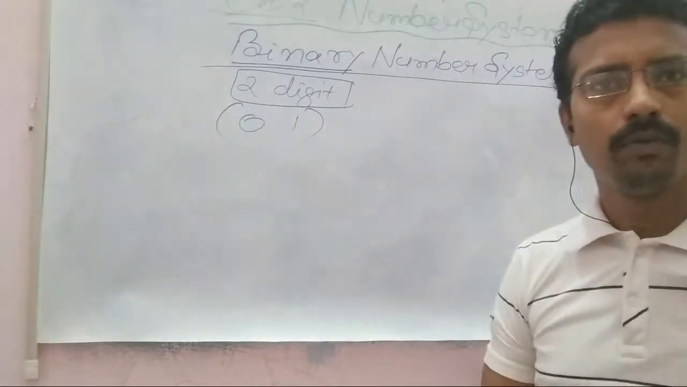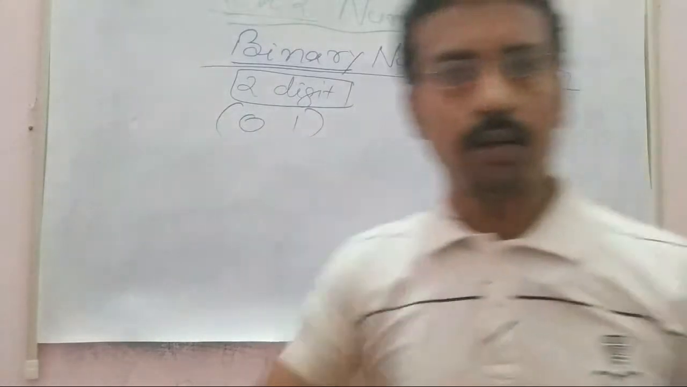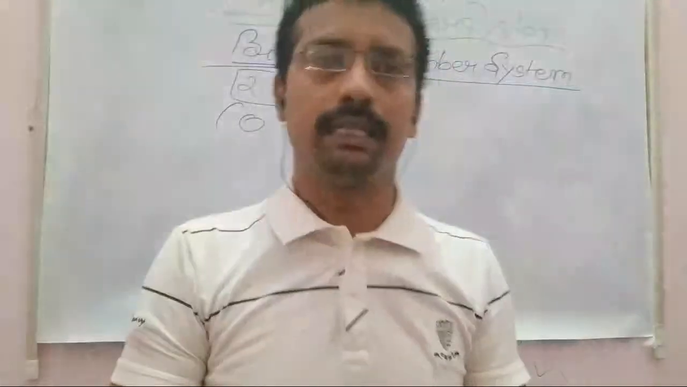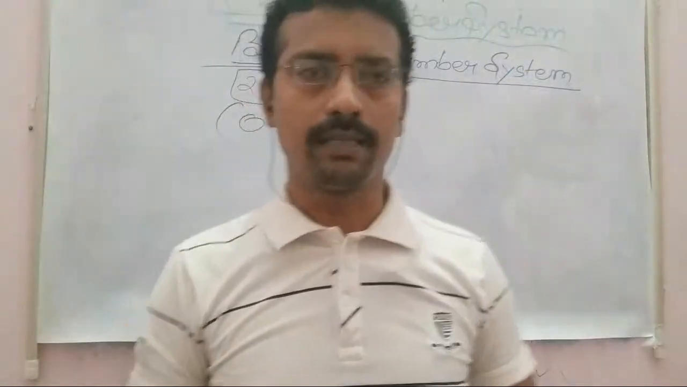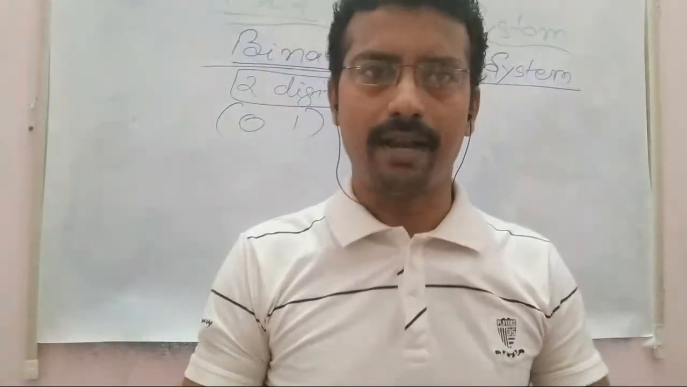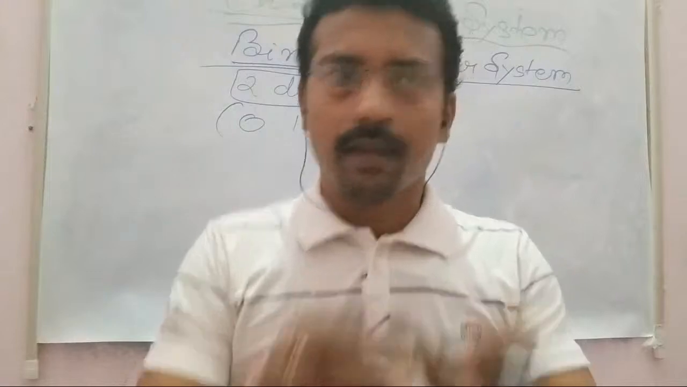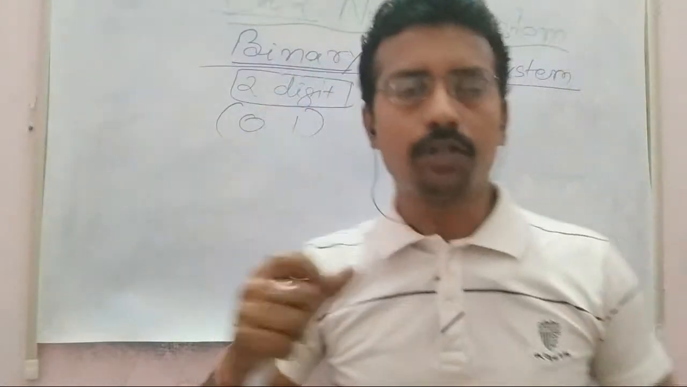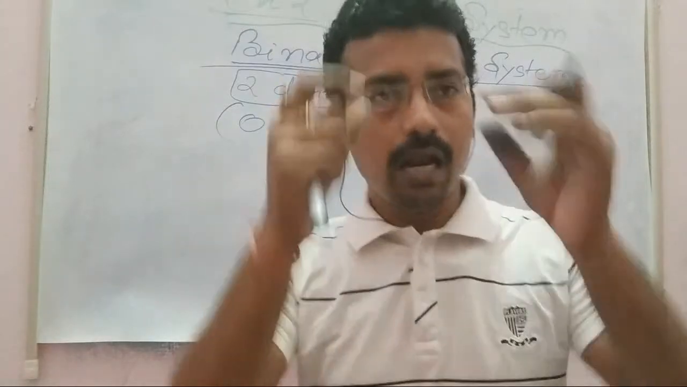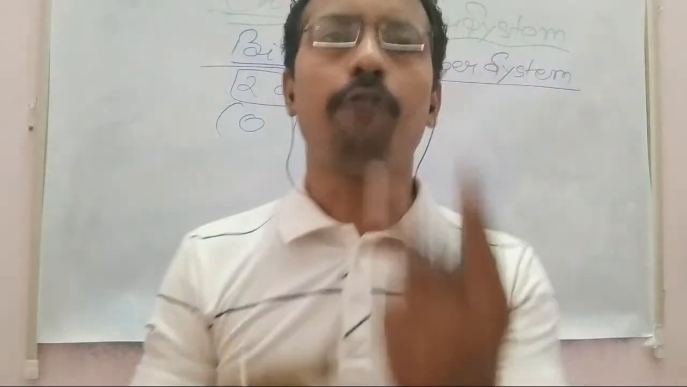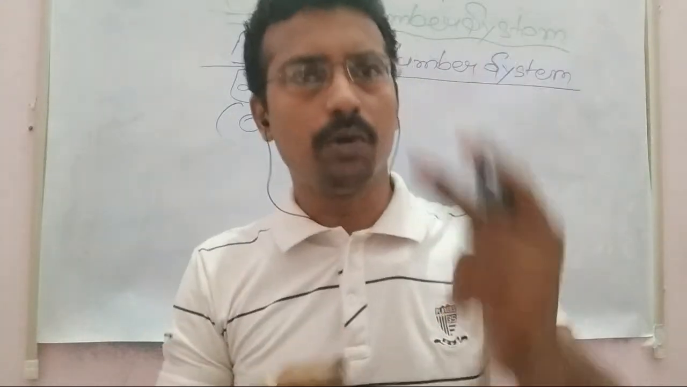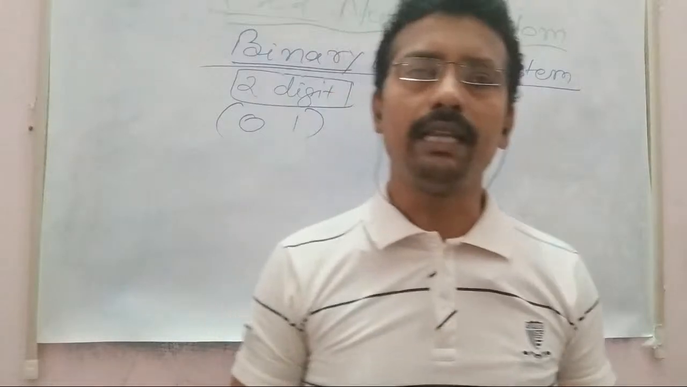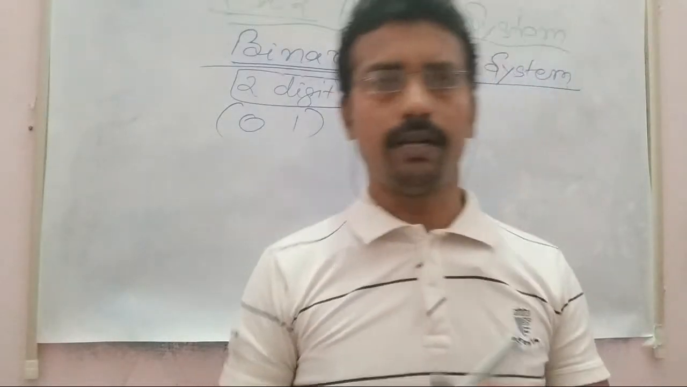So these two digits are going to represent so many numbers, but there is a procedure. Very easy procedure is there. You can easily understand. Clear? Binary number system is going to represent any number in two digit format in the form of zeros and ones. Clear? Zeros and ones basically is the language that a computer understands.